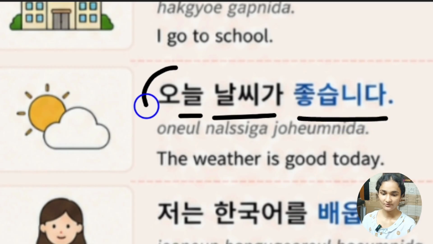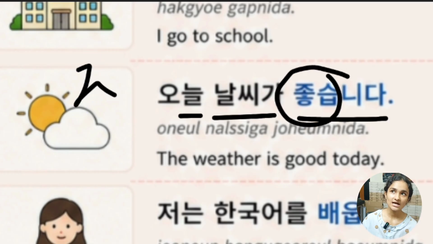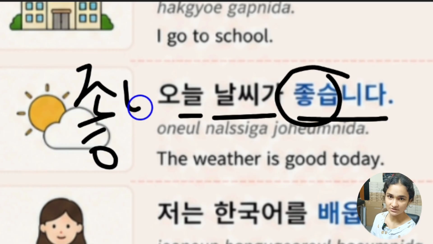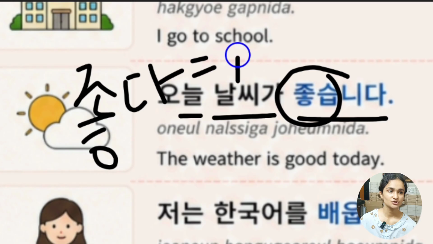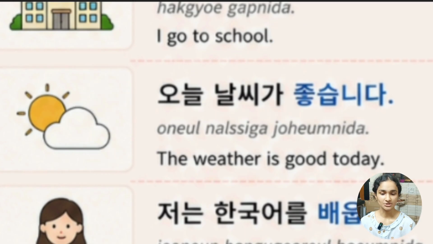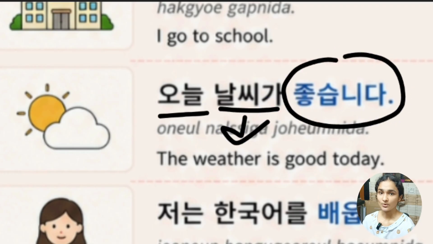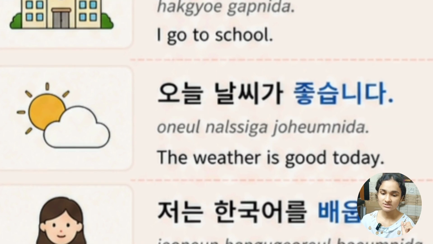오늘 means today. Now the verb here is 좋다, and 좋다 is an adjective, like a descriptive verb to show it is good, it is not good. So 오늘 is today, 날씨 is the weather, and 좋습니다 is like to be good. Like today's weather is good. So 오늘 날씨가 좋습니다. The weather is good today.